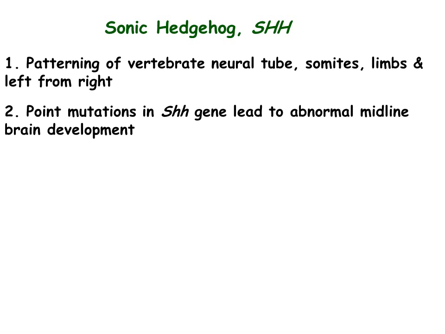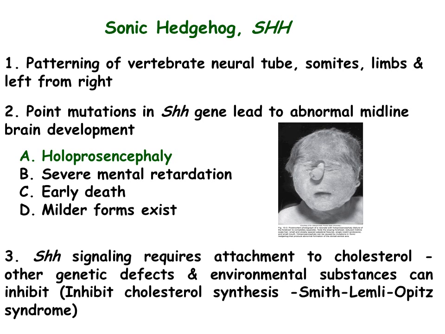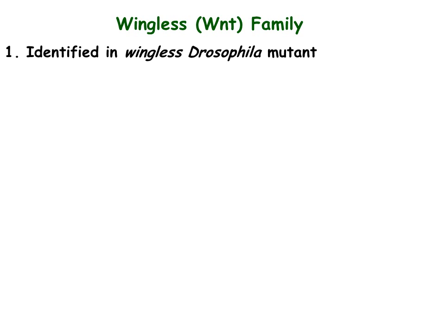has more about the neural tube here, and of course its effect that way, and you can get this holoprosencephaly, severely mentally retarded, very early deaths, but there are milder forms as well. And again, it requires attachment to cholesterol, and it just shows you some others as well. So I'm pulling in some slides from some other places just to give you a sense of how important this signaling is. Wingless is a Drosophila mutant.